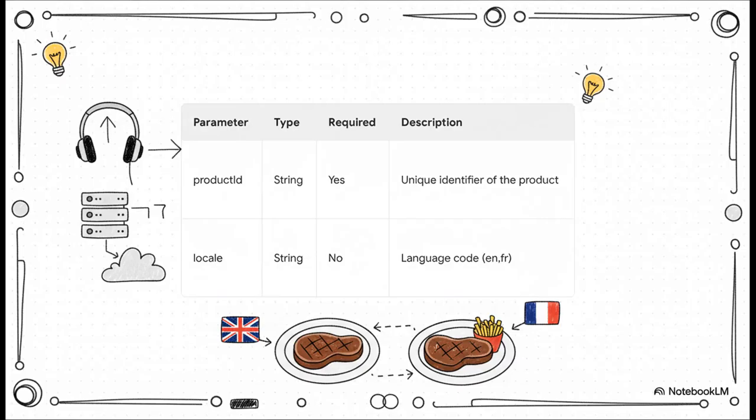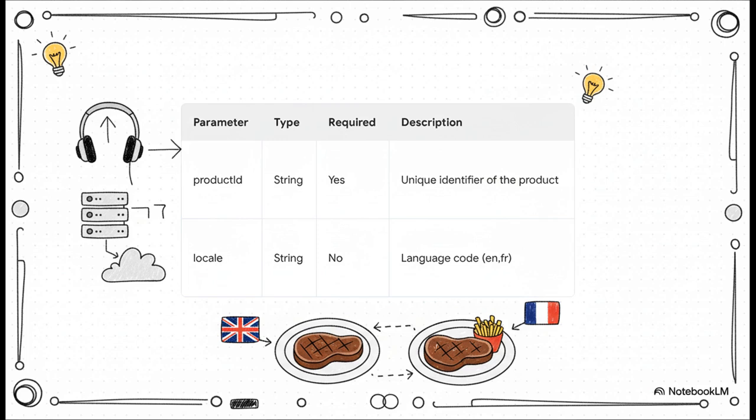And last but not least, we have the parameters. These are the juicy details of your order. So the product ID, that's required. It's the unique number for our headphones. But the locale, that's optional. It just tells the server if we want the info in, say, English or French. It's literally the difference between ordering a steak and ordering a medium rare steak with a side of fries.